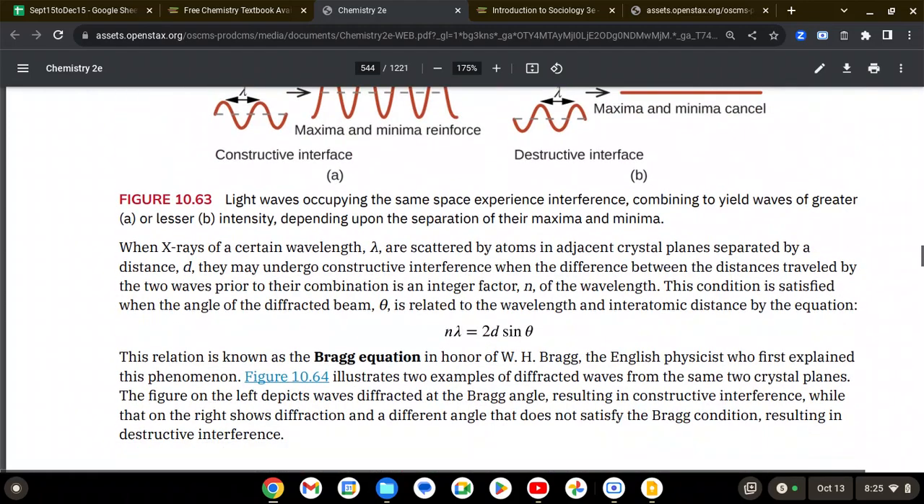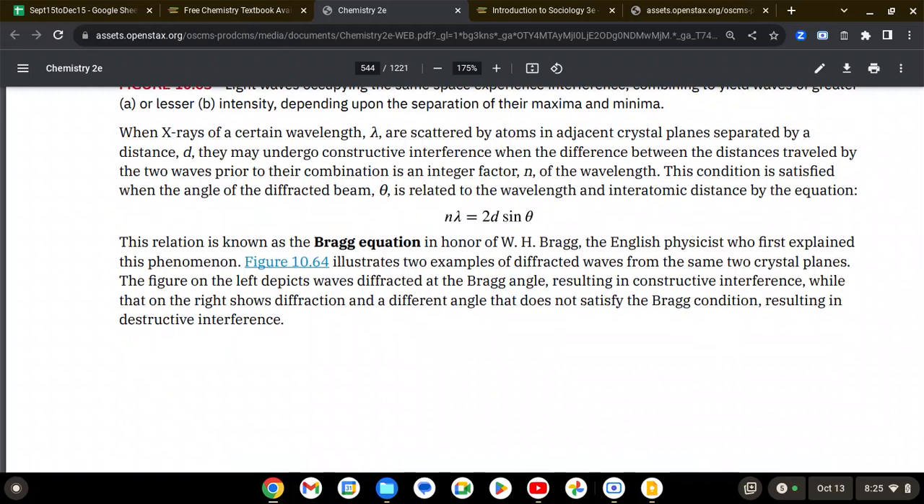maxima are separated. When X-rays of a certain wavelength λ are scattered by atoms in adjacent crystal planes, separated by a distance d, they may undergo constructive interference when the difference between the distances traveled by the two waves prior to their combination is an integer factor n of the wavelength. This condition is satisfied when the angle of the diffracted beam θ is related to the wavelength and interatomic distance by the equation nλ = 2d sin θ.